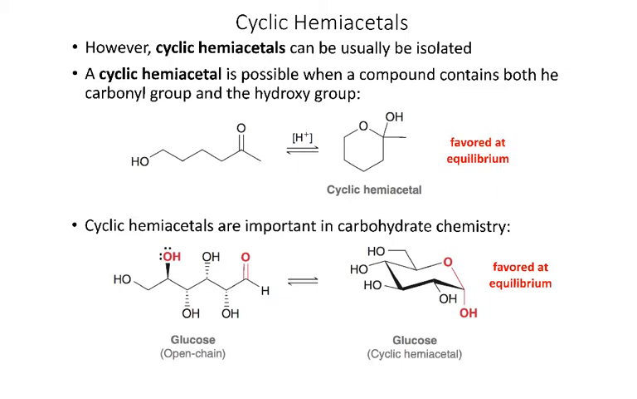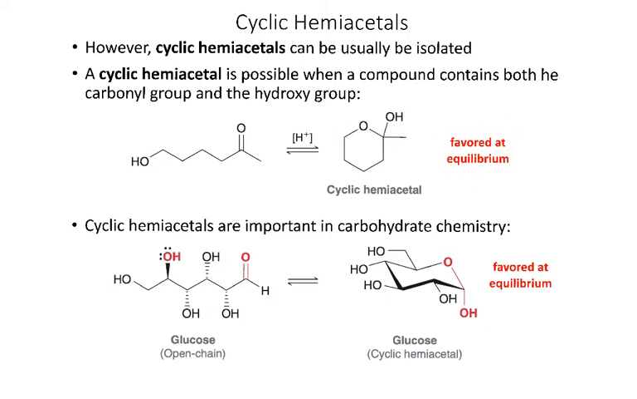So, as I just said, cyclic hemiacetals can usually be isolated. And so this will happen when we have an alcohol as part of the same compound as the ketone. And so they then form this cyclic hemiacetal, which are favored at equilibrium.